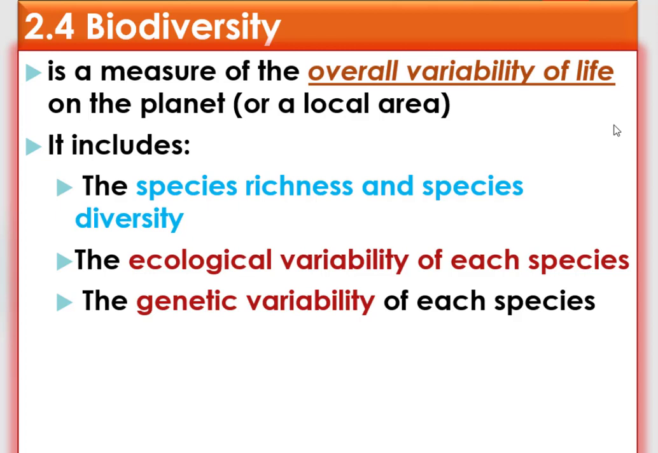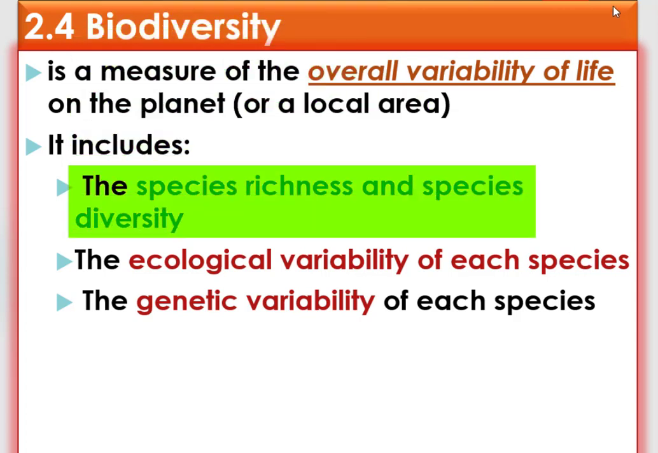Biodiversity is a measure of the overall variability of life on the planet or a given local area. This definition considers three basic points. The first one is species richness and species diversity of the local area or planet. That means the extent to which an ecosystem contains different species, most of which are equally successful.